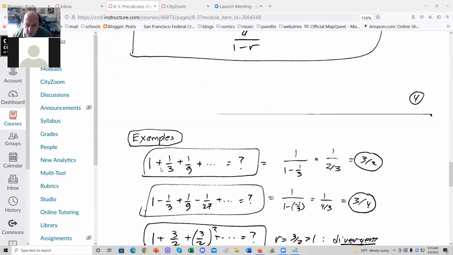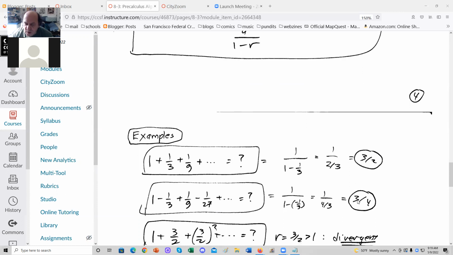So for example, 1 plus a third plus a ninth and so on forever is what? Initial term is 1, common ratio is 1/3. 1 over 1 minus a third, that's 1 over 2/3, is 3 halves. This sums to 3 halves. Or 1 minus a third plus a ninth minus a 27th and so on. Well, here the common ratio is a negative 1/3, and the initial term is 1. 1 over 1 minus the ratio, negative a third. It's 1 over 4/3, which is 3/4.